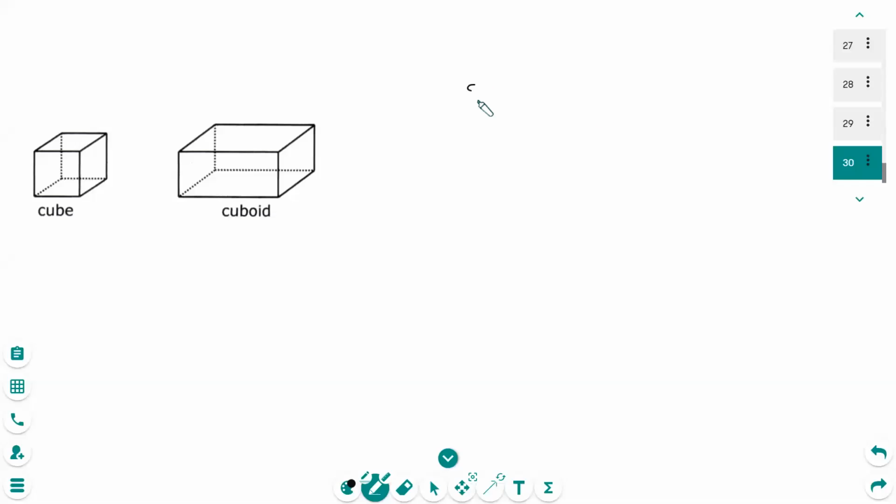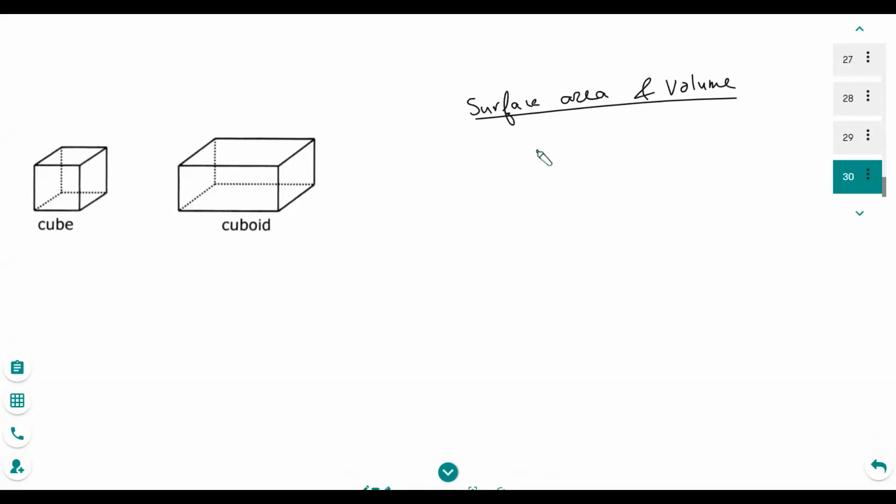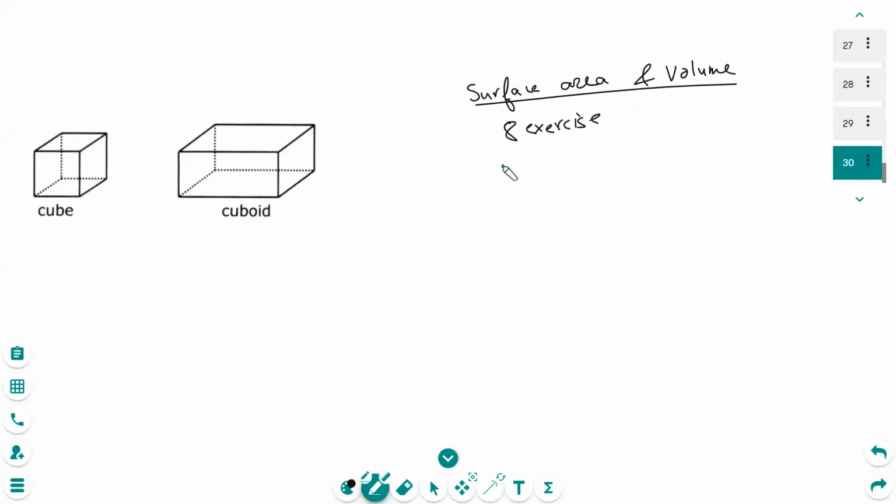In this chapter, surface area and volume. It's a very vast topic for standard 9. You have 8 exercises in the chapter. 4 exercises are divided for the areas, that is surface areas, the first 4 exercises. And the later 4 exercises are dedicated for the volumes.